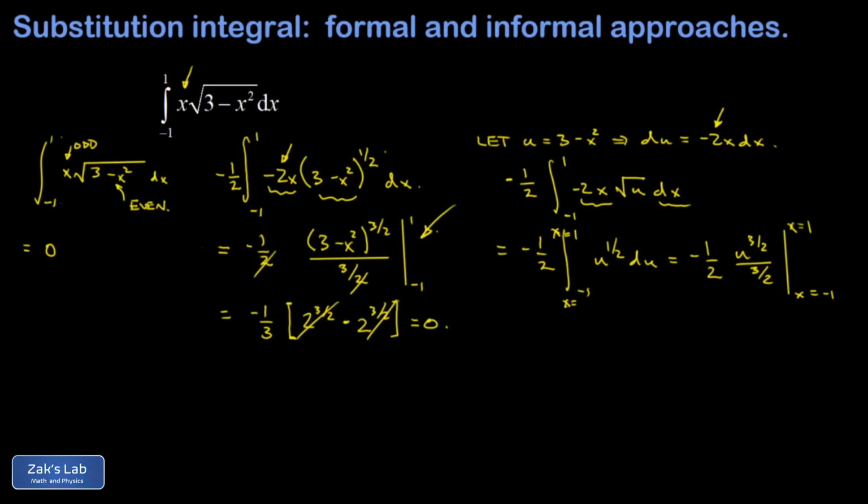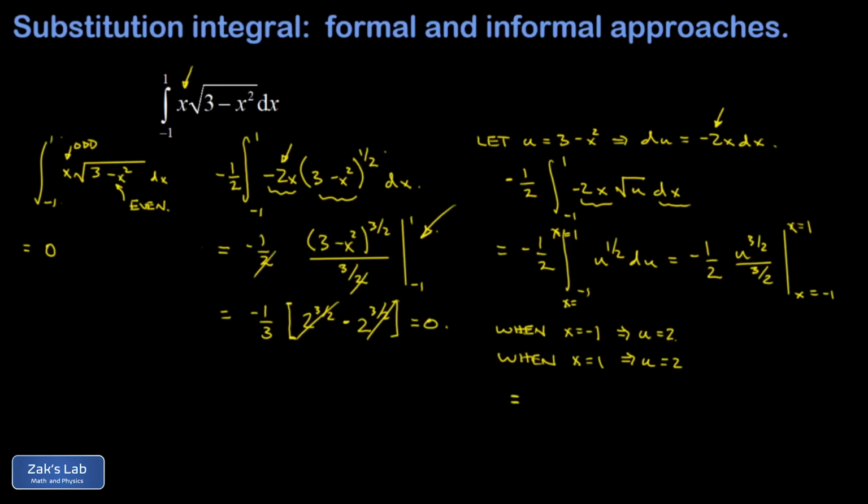So if I look back at my substitution, let u equal 3 minus x squared, I think to myself, what's u going to be when x is -1? So when x is -1, the lower limit of integration, u is going to be 3 minus -1 squared, or 2. What about when x is +1? u is going to be 3 minus 1 squared, or 2. And we know what happens when the upper and lower limits of integration are equal to each other. The integral has to vanish.